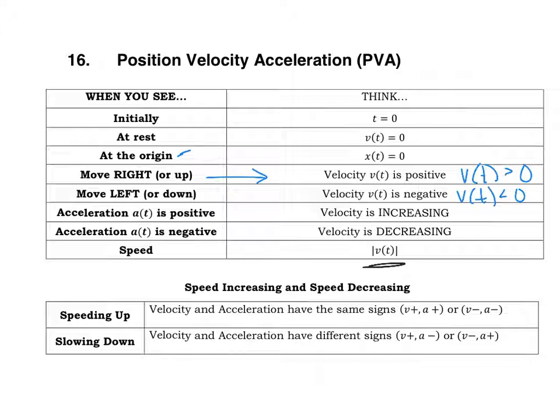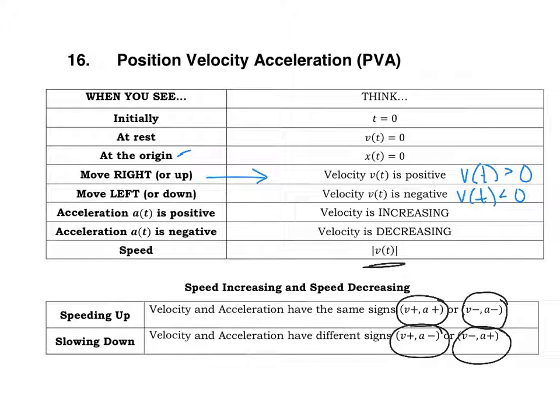So speed increasing and decreasing, that's like you're speeding up and slowing down. Speeding up is when velocity and acceleration have the same sign. So if both velocity and acceleration are positive, or both are negative, that would be you're speeding up. Your speed is increasing. Slowing down would be when the velocity is positive and the acceleration is negative, or the velocity is negative and the acceleration is positive. So they have opposite signs.